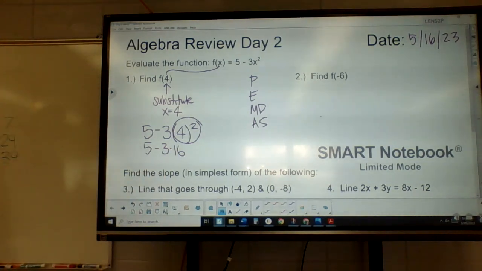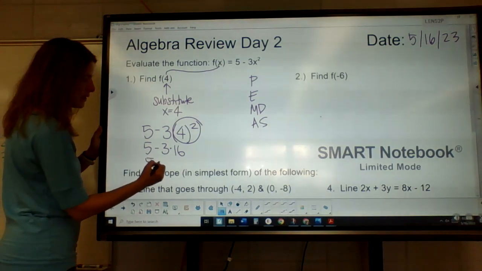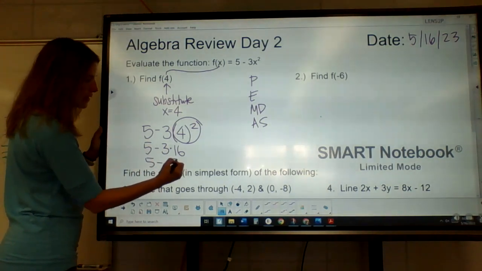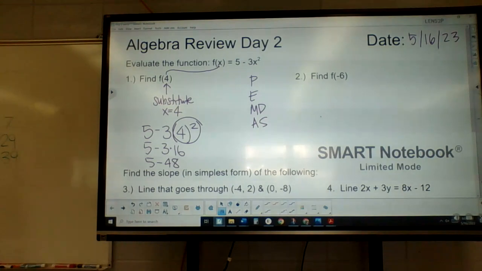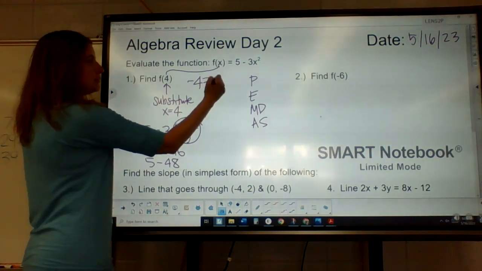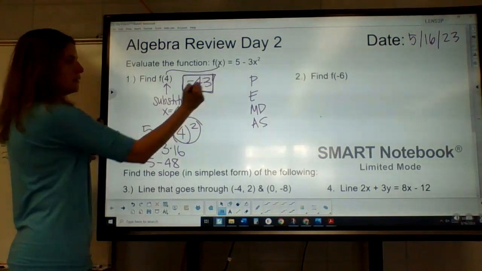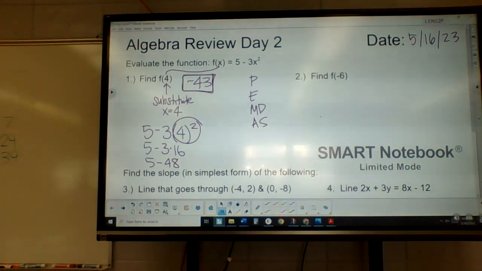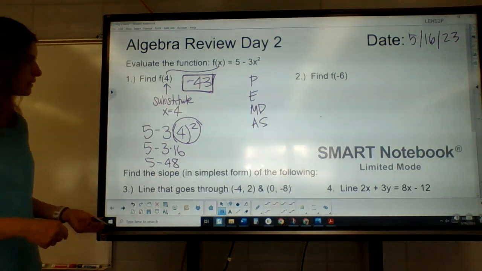Now this is telling me to multiply. That's more important than the subtraction. And this would be 48 there, right? So 5 minus 48, so we get a negative 43 here. So try the next one. Now be careful with that negative symbol.